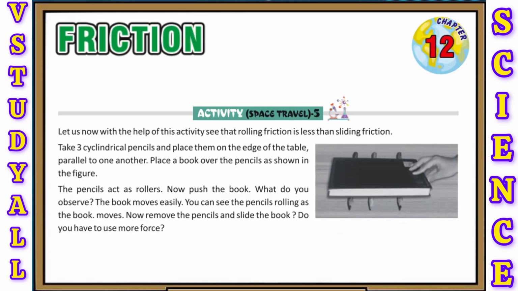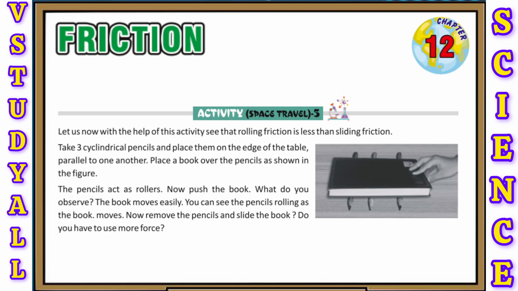Let us now, with the help of this activity, see that rolling friction is less than the sliding friction. So take 3 cylindrical pencils and place them on the edge of the table, parallel to one another. Place a book over the pencils as shown in the figure. Here you can see the figure. The pencils act as rollers.